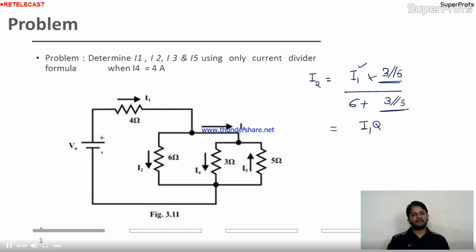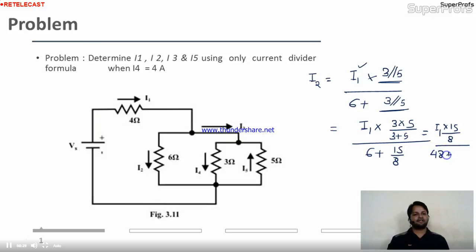So finally I1 into 3 into 5 divided by 3 plus 5, divided by 6 plus 15 by 8. Simply directly I am taking 3 into 5, 15, and 3 plus 5, 8. So finally I1, you already calculated, is 63 divided by 30 and something. I1 is calculated already here. 3 into 5, 15, divided by 8. Here you are taking the LCM.